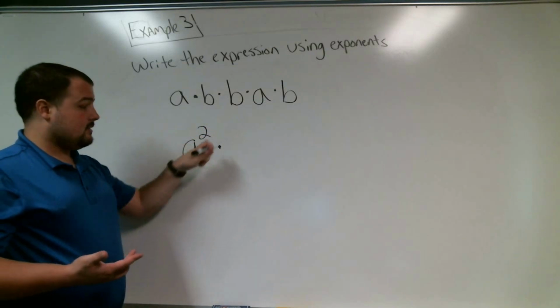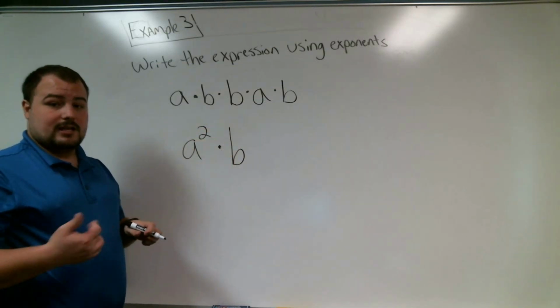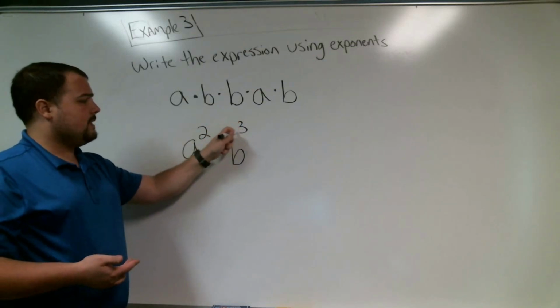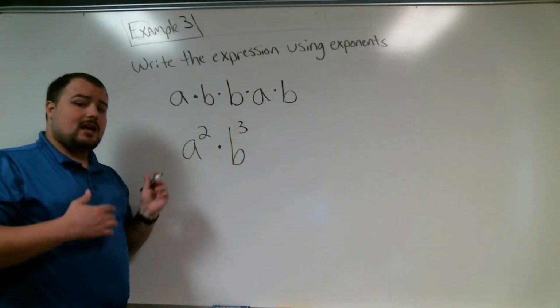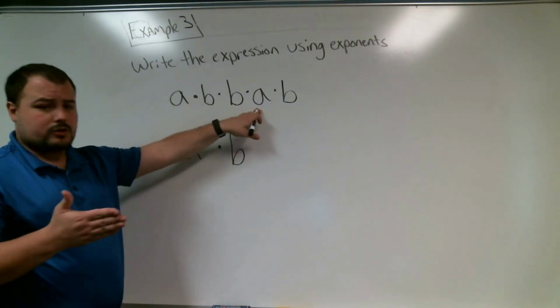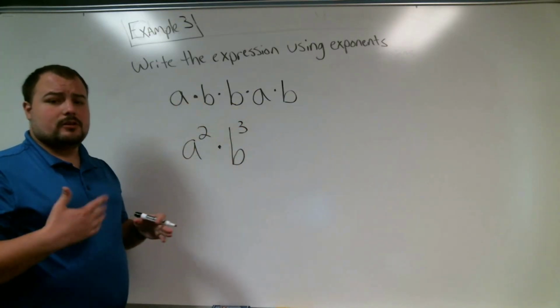and then I look at the B's. B's have the next letter, and I count how many I have. Well, I have 3 of those, so that's B to the third power. So this is A to the second power times B to the third power, because I have 2 A's and they're all multiplying, and I have 3 B's and they're all multiplying.